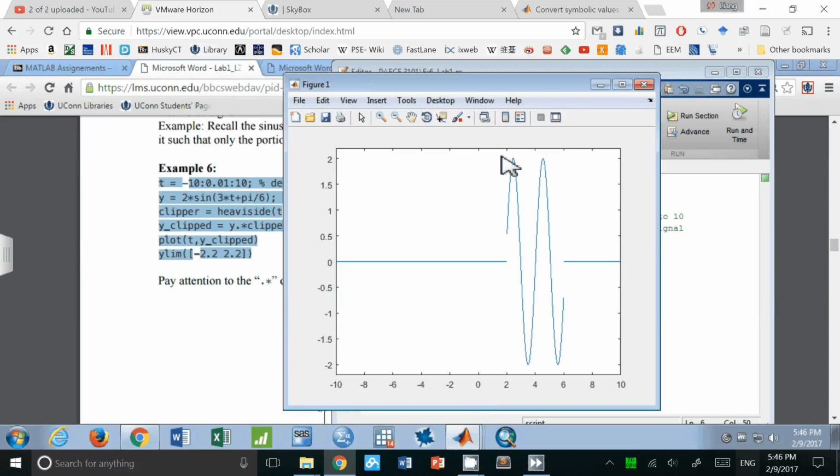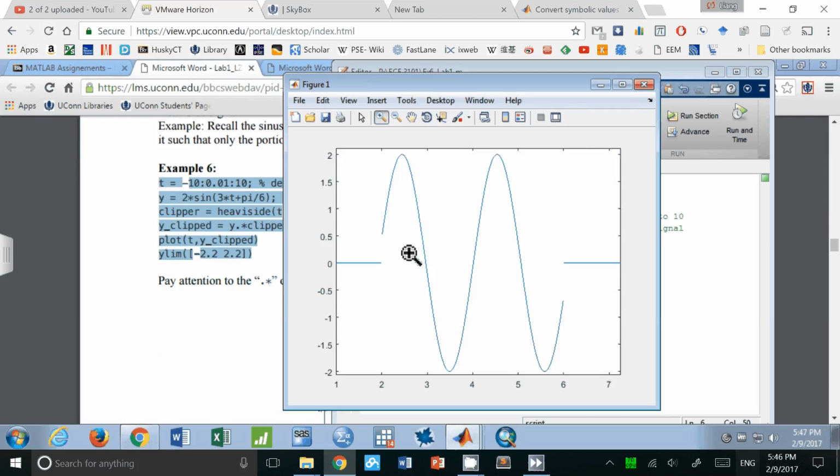So the clipper is applied such that for the sinusoidal signal, everything in front of it and after it has been completely eliminated, you are only left with this particular section from 2 to 6. Okay, from 2 to 6.